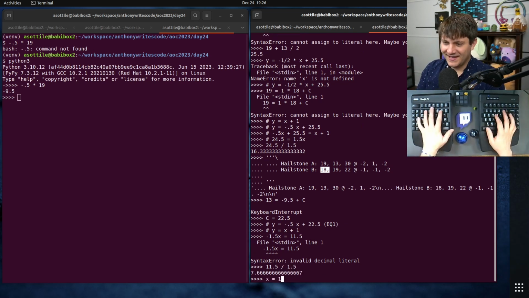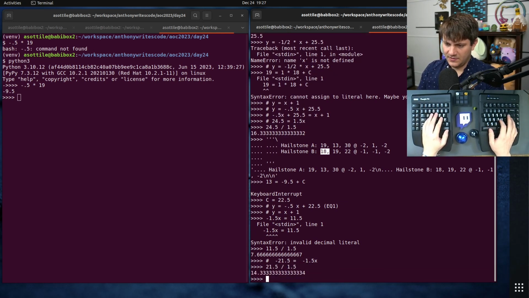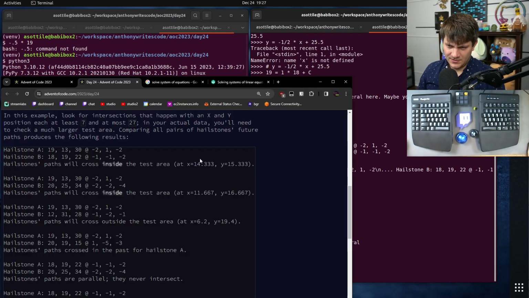Do it the right way. x equals 1, or x plus 1 is equal to negative 0.5x plus 22.5. So we subtract 1 from both sides. We subtract... 21.5 divided by 1.5 is 14.333. Okay, alright, so that's how we can do these. And then we need to figure out whether that time's in the future or the past.